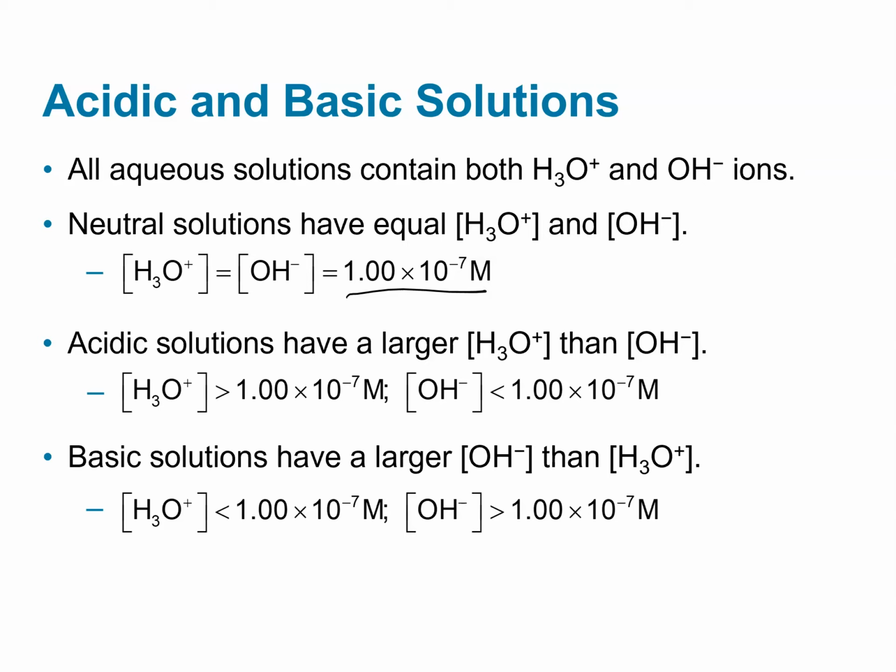Any solution that's acidic has to have higher concentrations of free protons or hydronium. This means that the amount of hydroxide has to decrease to maintain Kw. So in these cases, any acidic solution is going to have a concentration of hydronium or free protons which is greater than 1 times 10 to the minus 7th, and under those circumstances, free hydroxide is also lower than 1.00 times 10 to the minus 7 moles per liter. And the exact opposite is true for basic solutions.